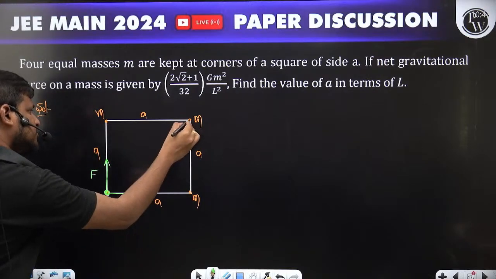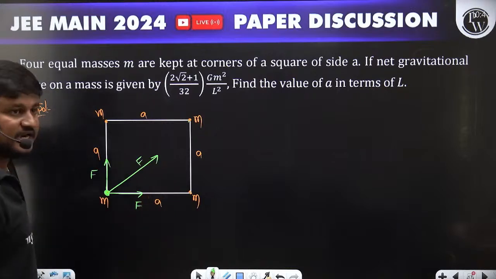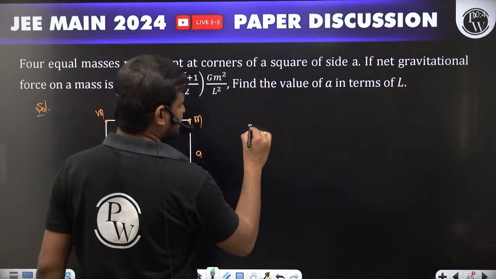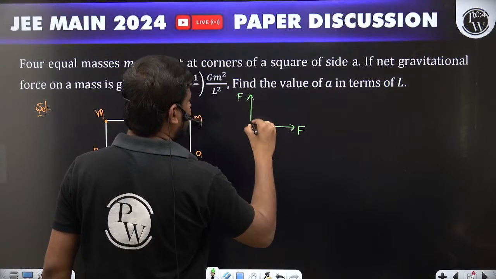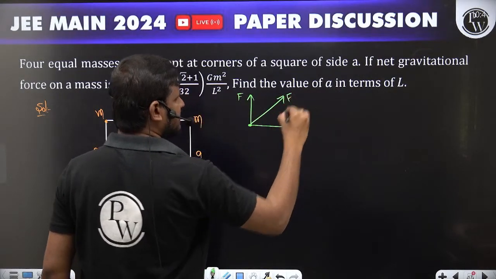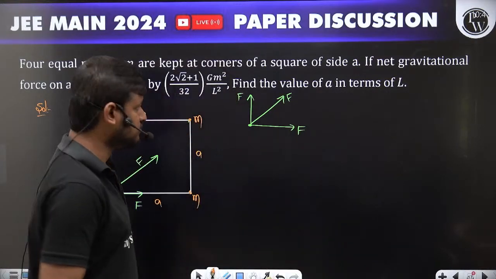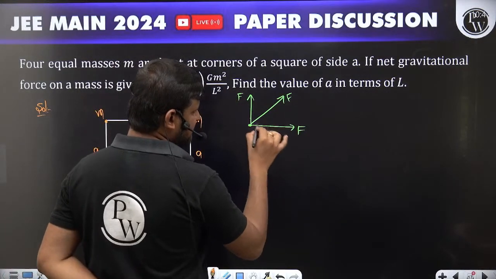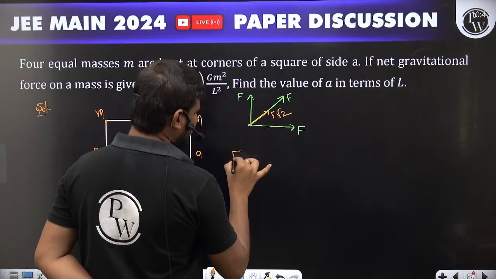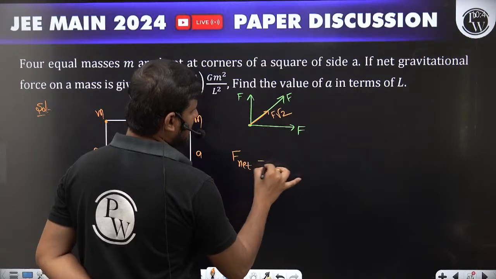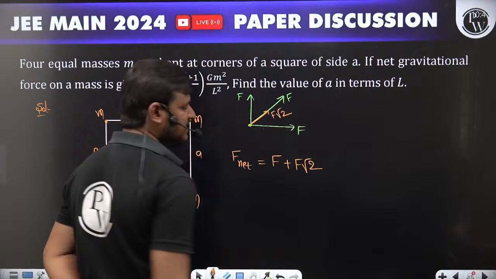So the force due to this mass will be F, right? So there are 3 forces: F this side, F this side, and another F this side. So shall I say that the net force will be equal to the resultant of this F and F, which will be F root 2. The F net will be equal to F plus F root 2.